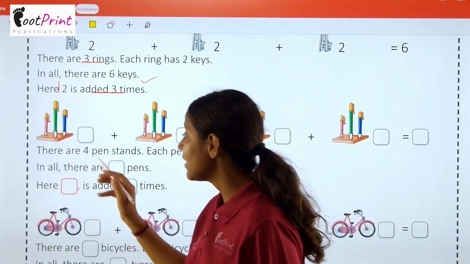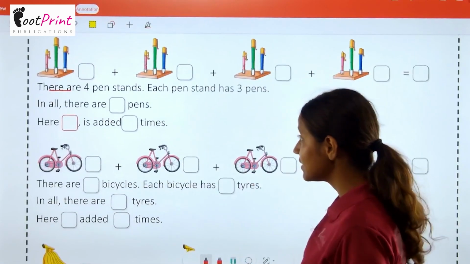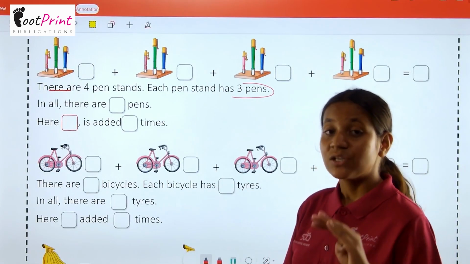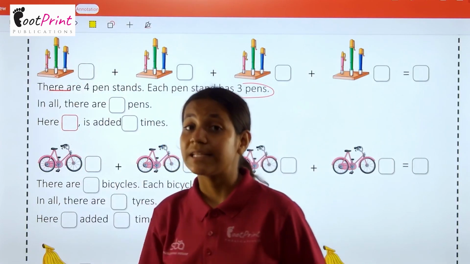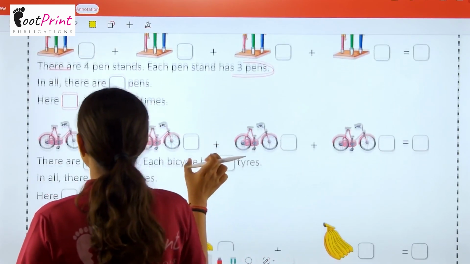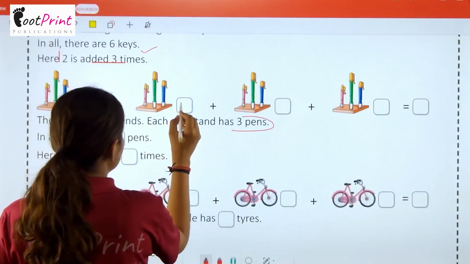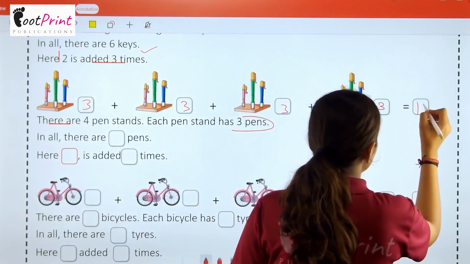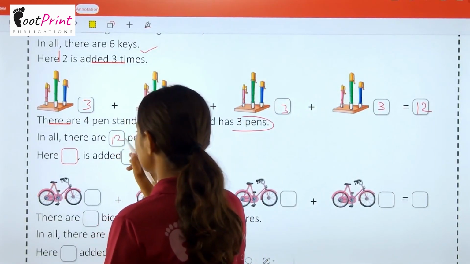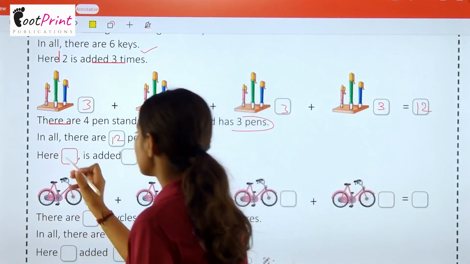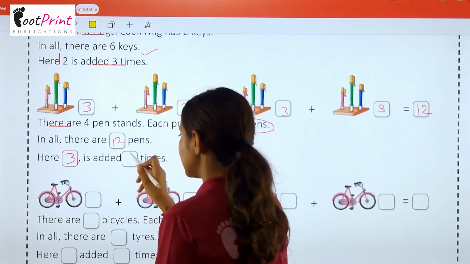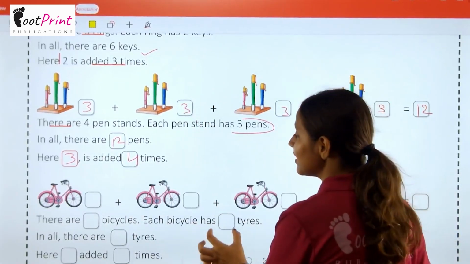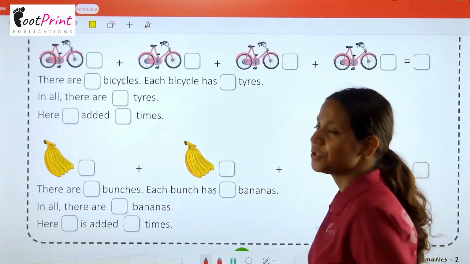Here we have another question: there are 4 pen stands. Each pen stand has 3 pens. So यहाँ पे हमारे पास 4 pen stand हैं, जिनमें से हर एक pen stand में 3 pens हैं. So what do we have to do? In all we have 3 plus 3 plus 3 plus 3, that is 12. So there are 12 pens in total. Here 3 is added 4 times. Likewise I did here. You have to similarly fill in the details in this and this question also.